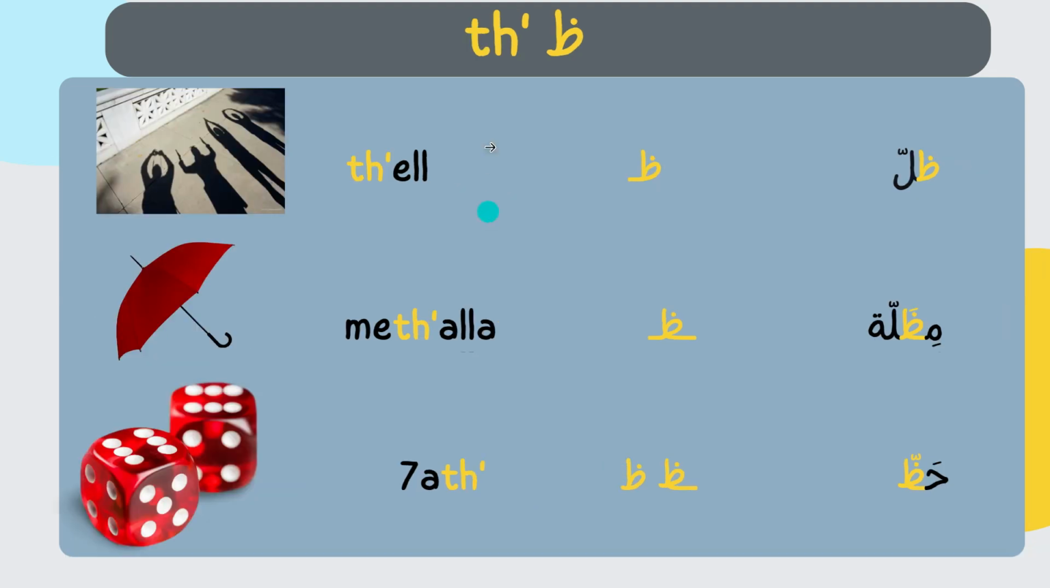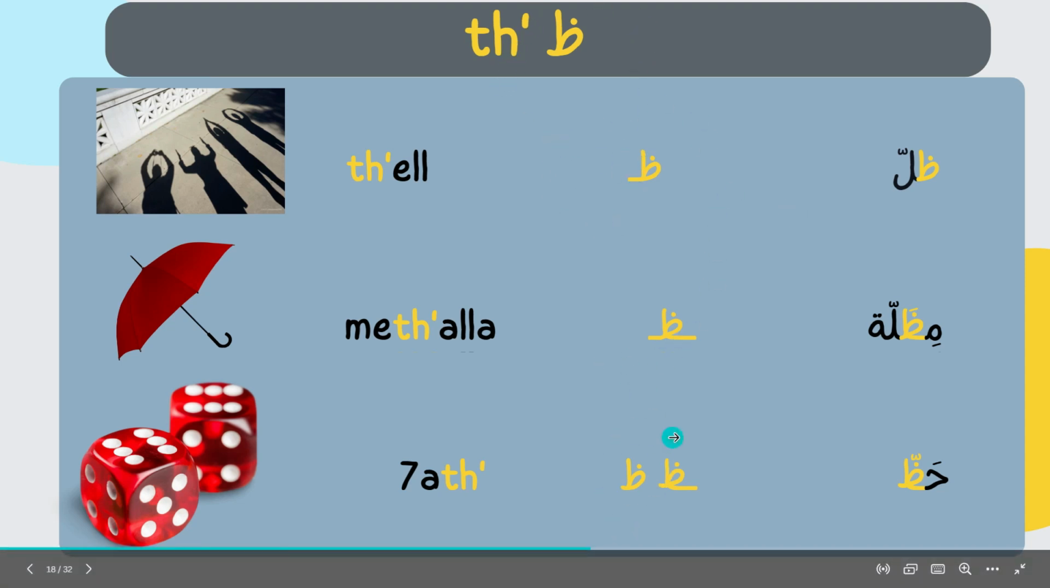Okay. Then we have the letter Tha. It's like th in 'there', but also thicker. Tha. It looks exactly like Ta, but with one dot above. So in the main shape and in the initial and middle positions, it looks almost the same.